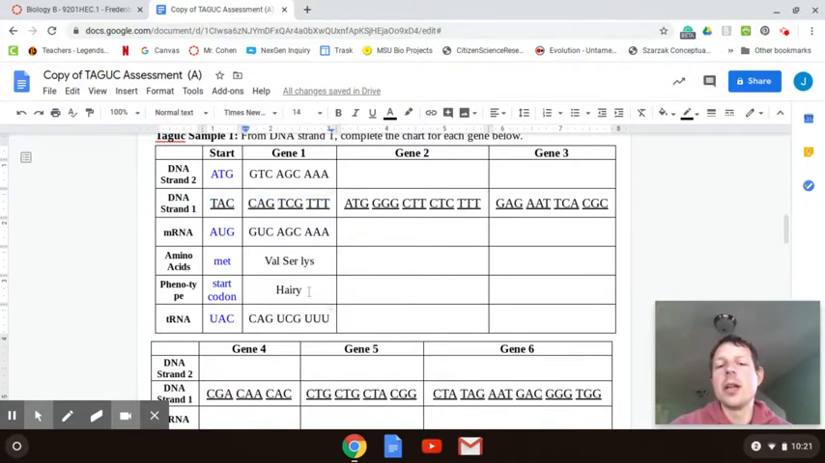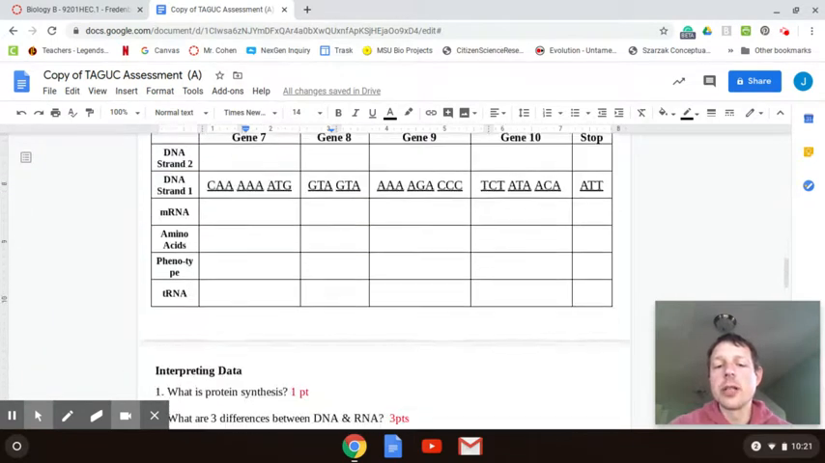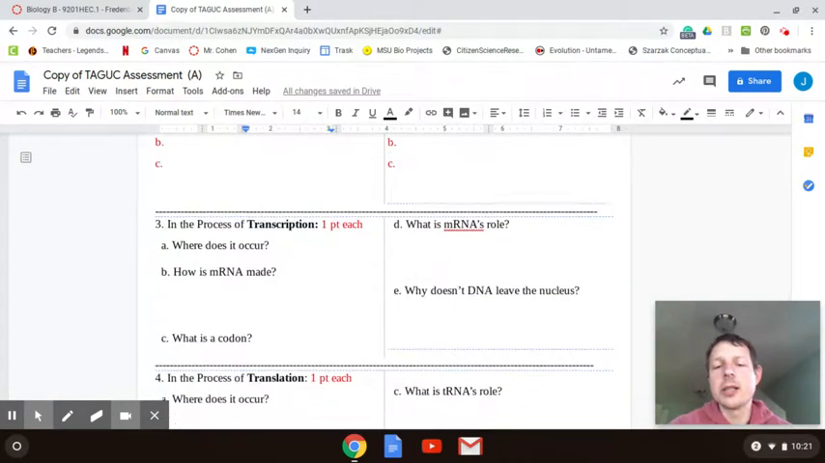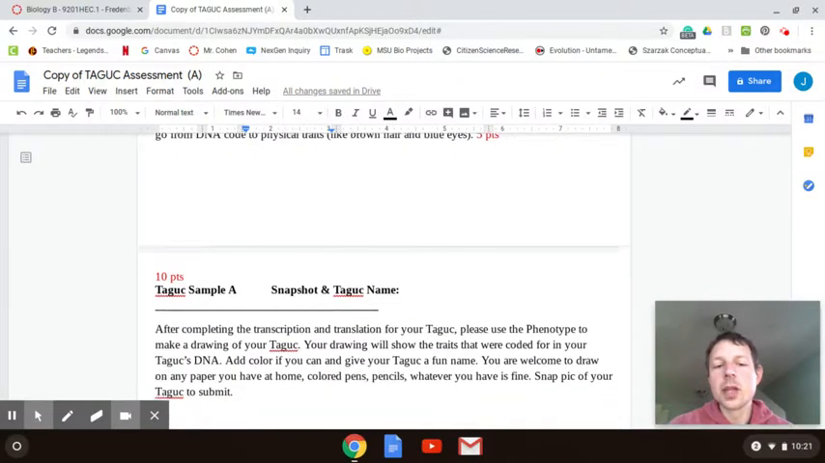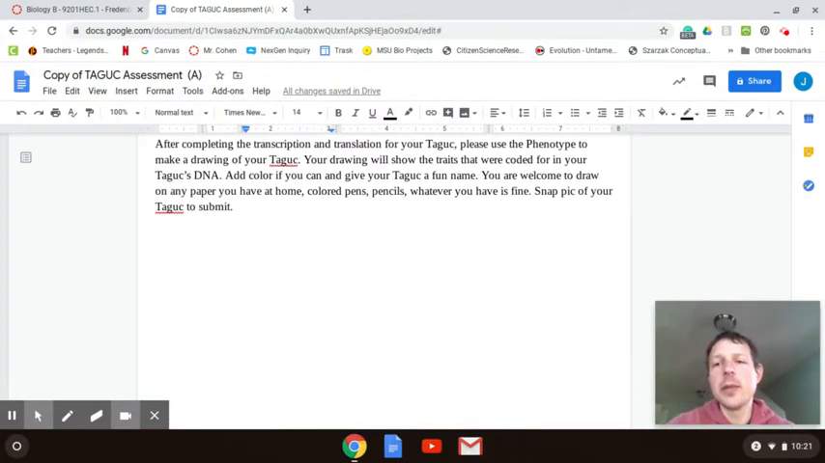But that's how you do it, and you just go through all the genes, and once you're done with all the genes, you're going to answer the questions and draw a picture. If you have any questions, feel free to email me or refer back to the previous week's assignment. And it's going from DNA to RNA to the amino acids. Thanks, guys.